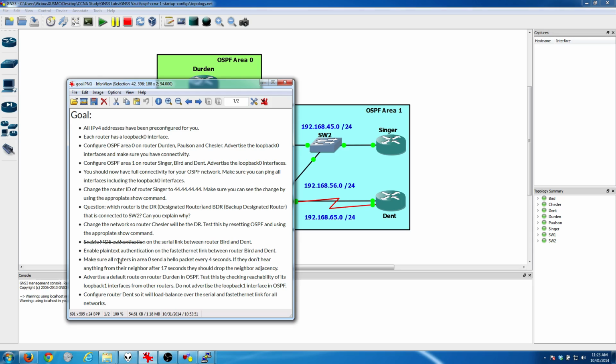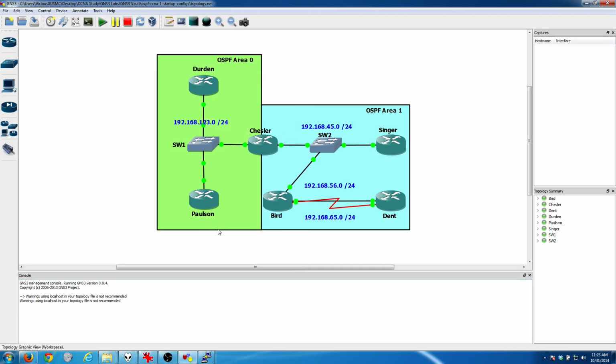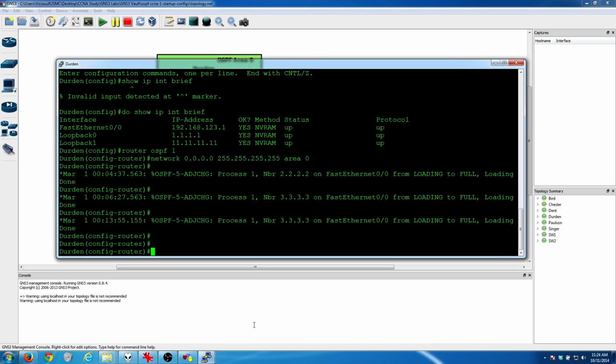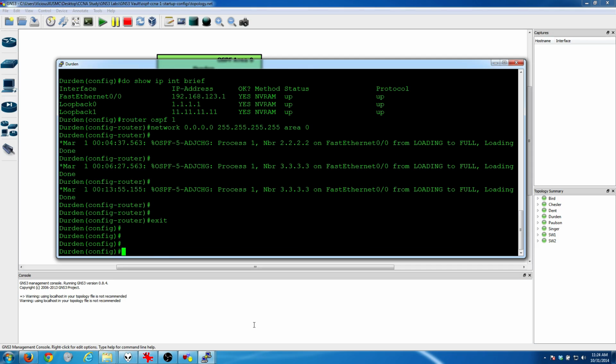All right, next, make sure all routers in area 0 are sending hello packets every 4 seconds. And if they don't hear anything from the neighbor after 17 seconds, they should drop. So our hello interval is the 4 seconds, and our dead interval is 17 seconds. They want this only in area 0, so these three routers, Durden, Paulson, and Chesler. Let's go to Durden first, and exit out of that.